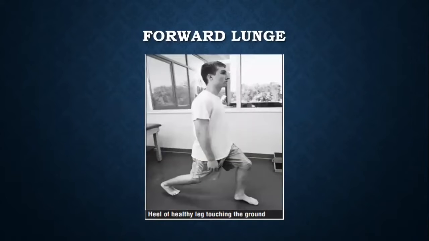Tonight, going to be discussing lower extremity functional movement assessment. We're going to begin with the forward lunge, the starting position, standing with the feet shoulder width apart and hands on the hips. The exercise action is a step forward with the involved leg until the knee bends to 90 degrees. Return to the starting position.